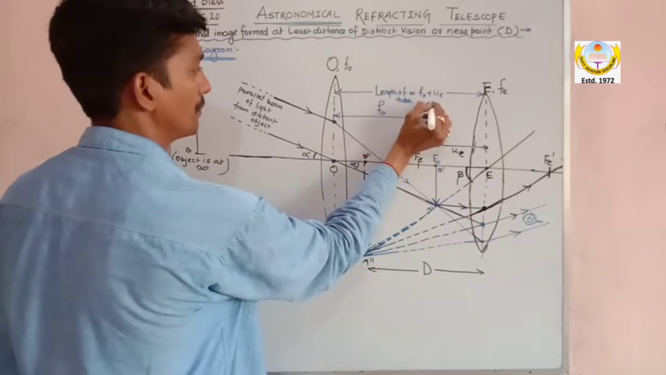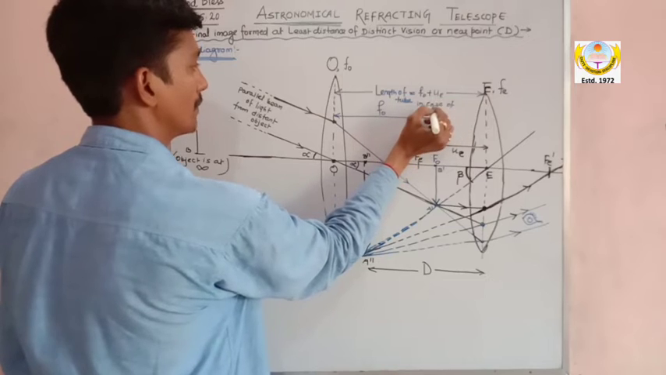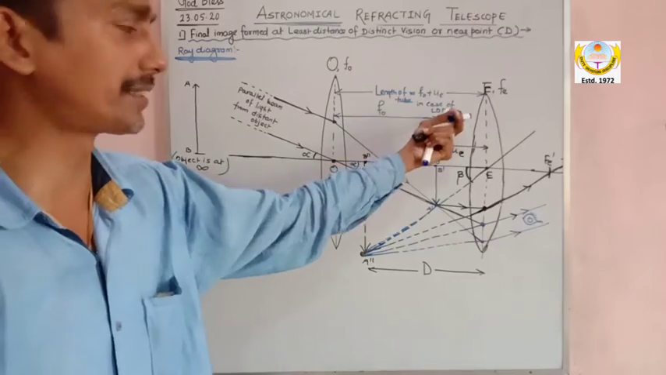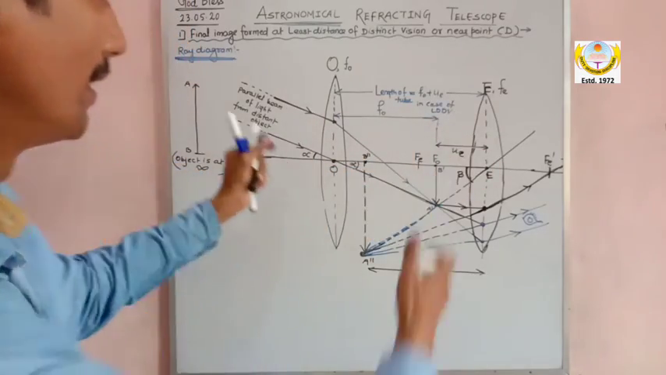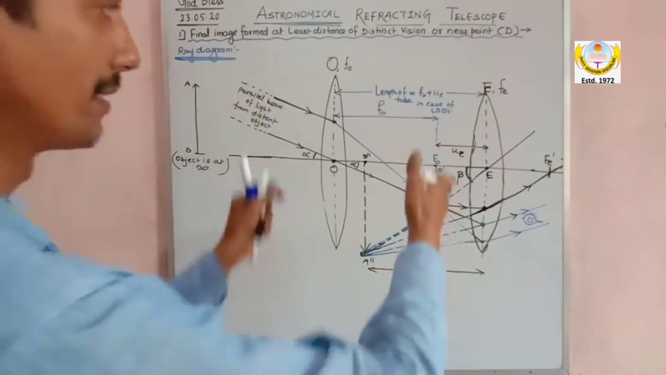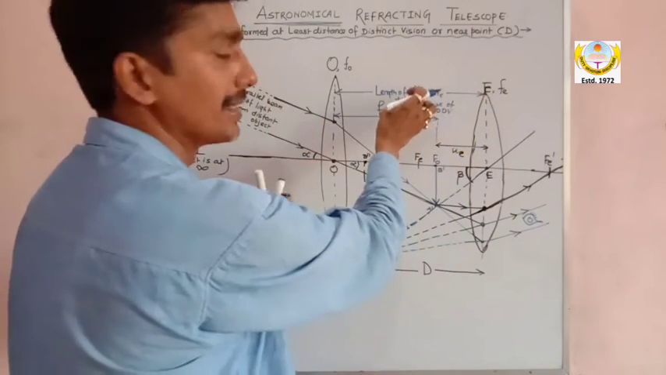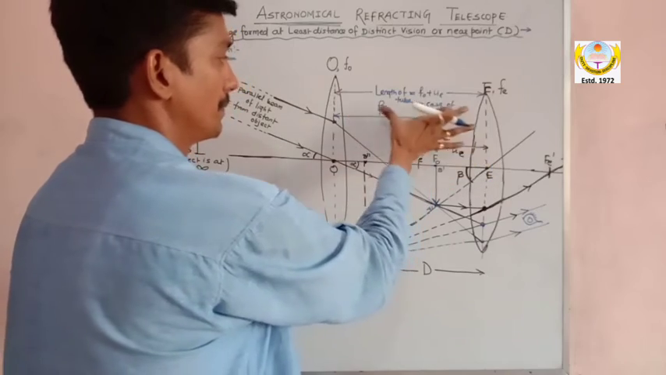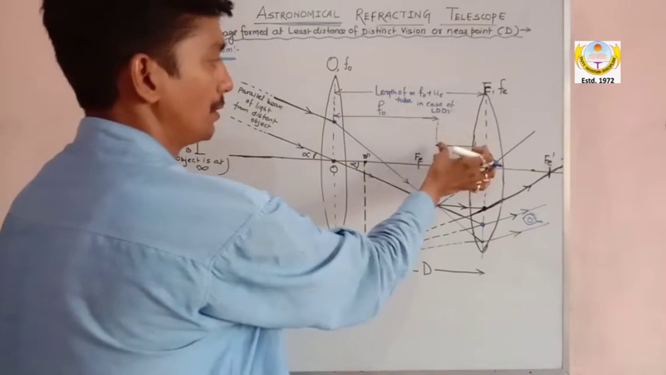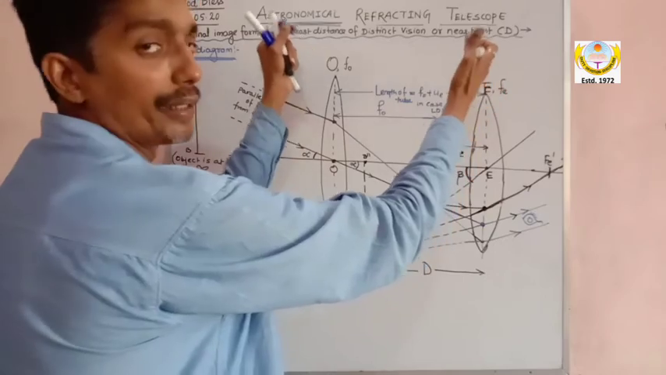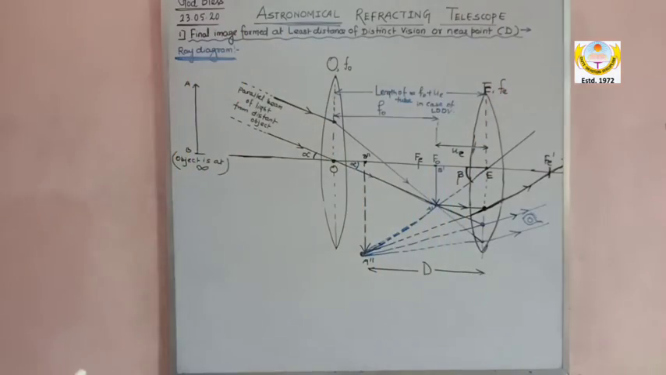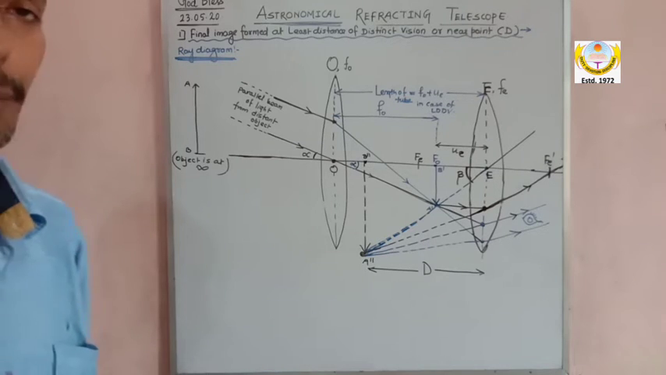In case of LDDV, least distance of distinct vision, from the diagram you can see, my dear, that the length of the tube, that is the distance between objective and eyepiece, is nothing but FO plus UE. FO plus UE is the length of tube, or the distance between objective lens and eyepiece lens. So now, my dear, let's start for its working. I will write 3-4 points for working, and then I will go for magnifying power.